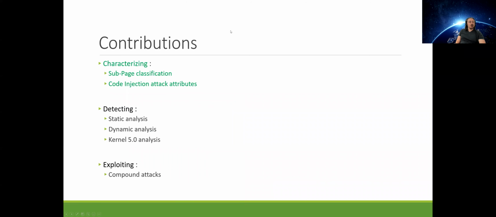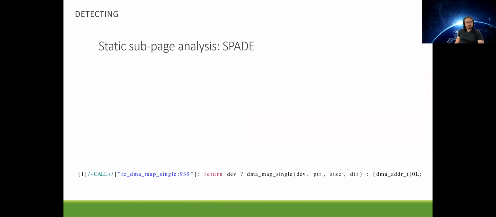Next, now we see how dangerous subpage vulnerabilities are. Let's talk about detecting them. So we provide static analysis for the first three types, dynamic analysis for runtime analysis of your system, and we provide a kernel 5.0 analysis showing how many vulnerabilities there are today in kernel 5.0.